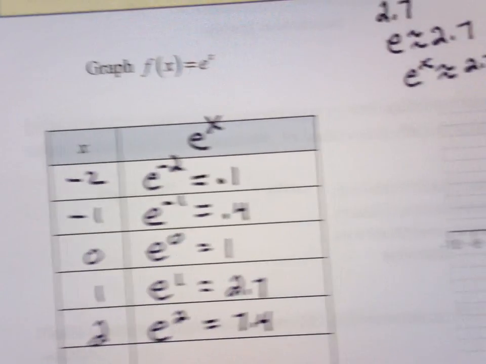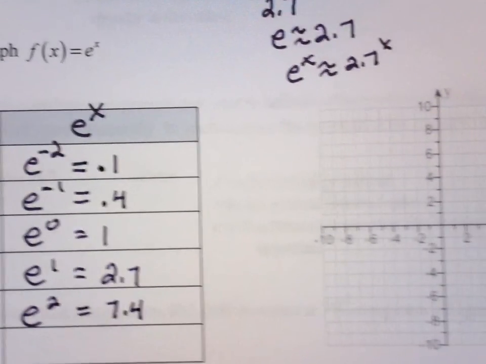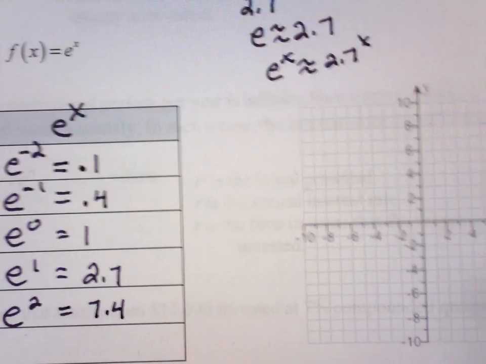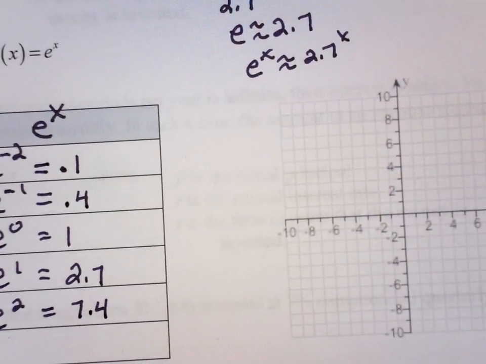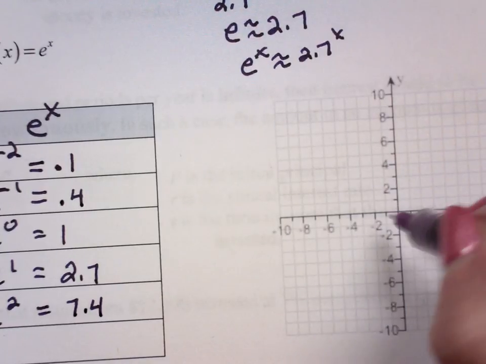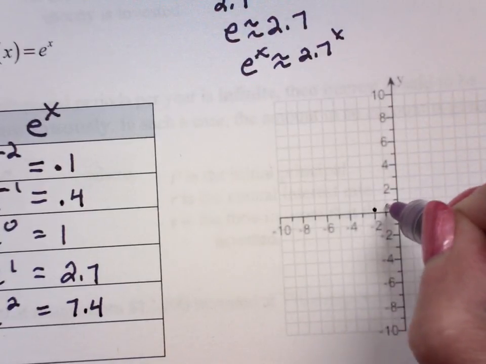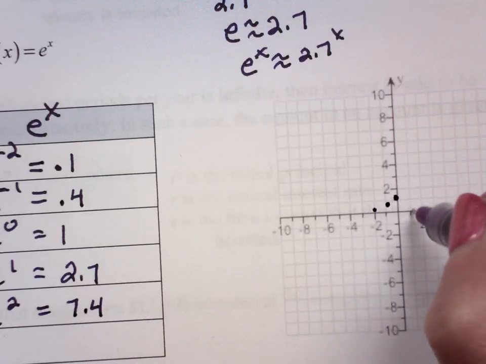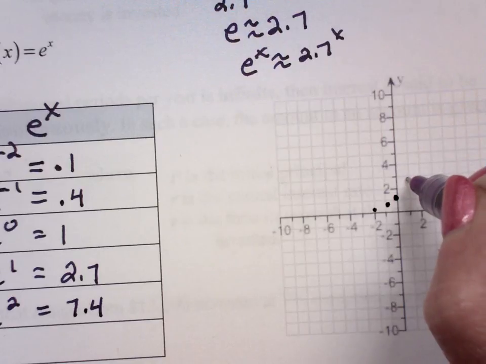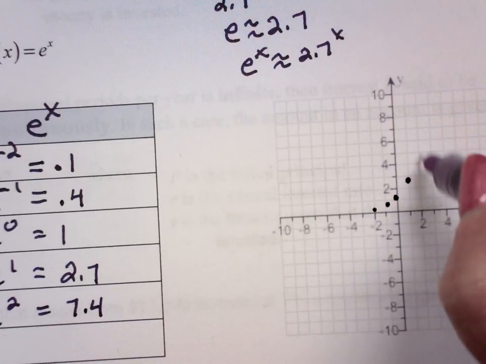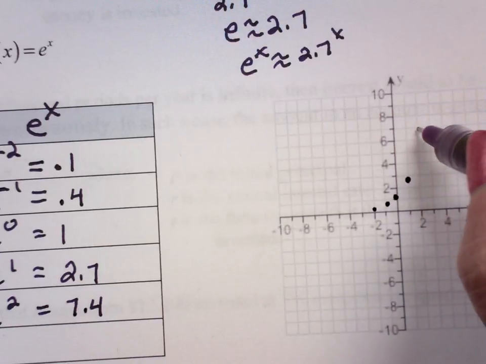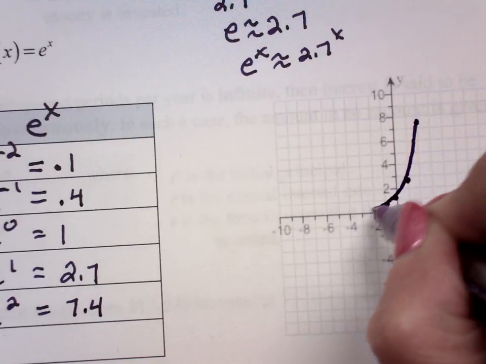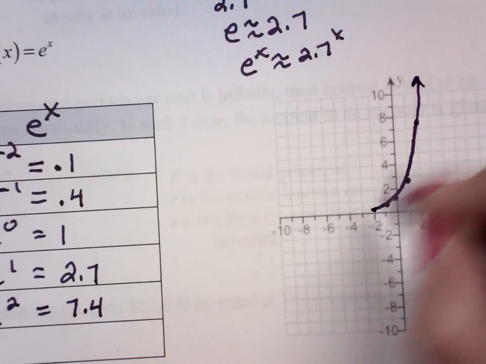So now all I need to do is graph it. Now I wish I would have run your papers on a darker setting. It probably would have been better in terms of the grid. You would have had a nicer looking grid, more like this one. So -2 is 0.1, -1 is 0.4, about a half, and 0 is 1, 1 is 2.7, 2 is about 7.4, and then there it is. It looks like any other exponential.